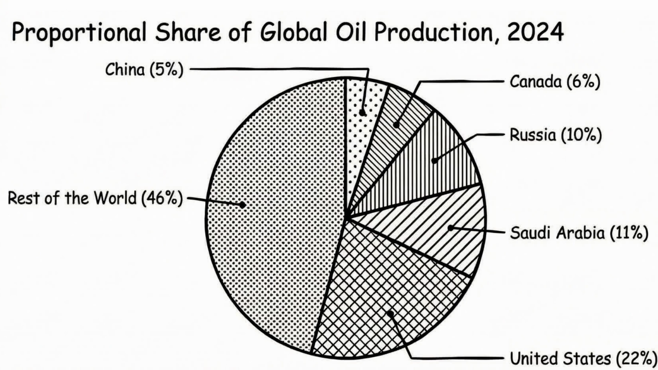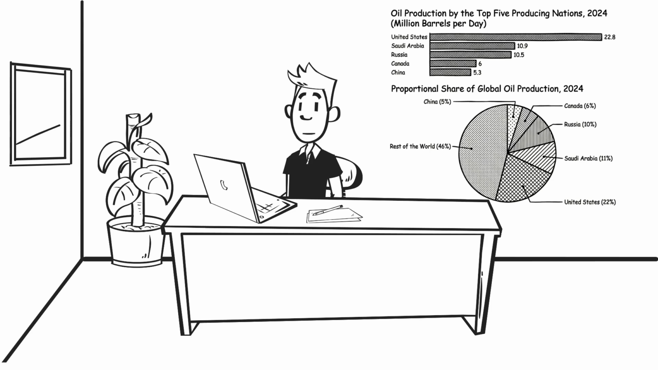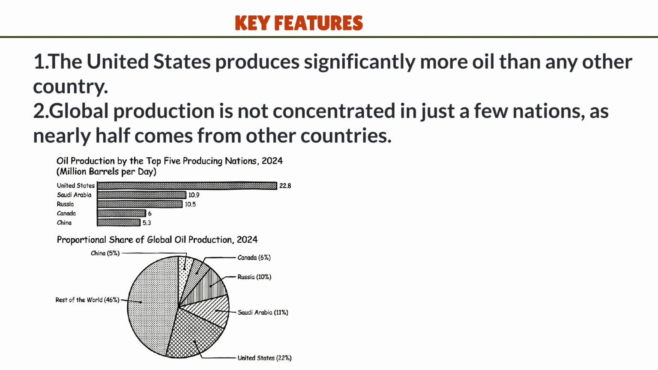At this point, take a moment to think about the main features. Try to identify 2 or 3 key points before moving on. This step is essential because your overview should focus on these main ideas. There are 2 main features here. First, the United States produces significantly more oil than any other country. Second, global production is not concentrated in just a few nations, as nearly half comes from other countries. These are the points you should highlight in your overview.